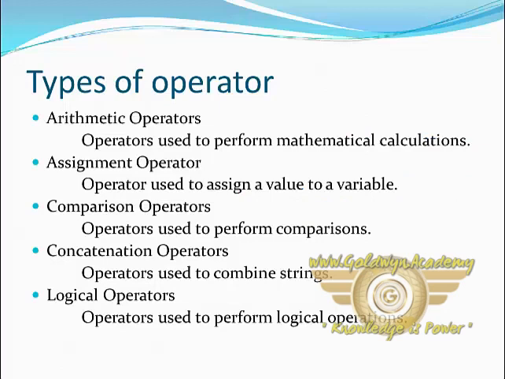Types of operator. There are 5 types of operator in VBScript. First, arithmetic operators. Operator used to perform mathematical calculations. Second, assignment operator. Operator used to assign a value to a variable. Third, comparison operator. Operator used to perform comparisons. Fourth, concatenation operator. Operator used to combine strings. And fifth, logical operator. Operator used to perform logical operations.